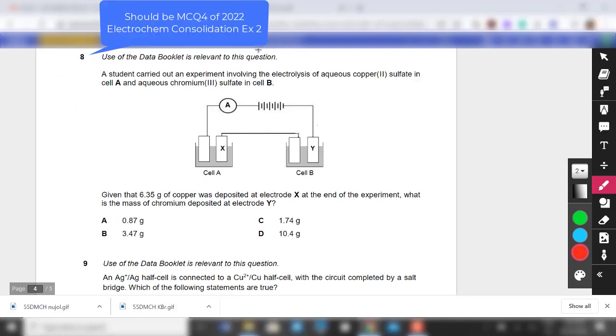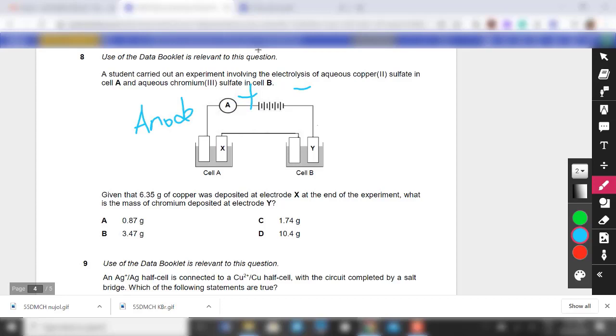Next will be question 8, another calculation question. Same story: a student carries out an experiment involving electrolysis of copper(II) sulfate in cell A and then aqueous chromium(III) sulfate in cell B. If you look at the battery, let us write the signs first, plus and minus, so you would expect the anode to be on the left hand side and the cathode on the right hand side. So let's focus on the story now.